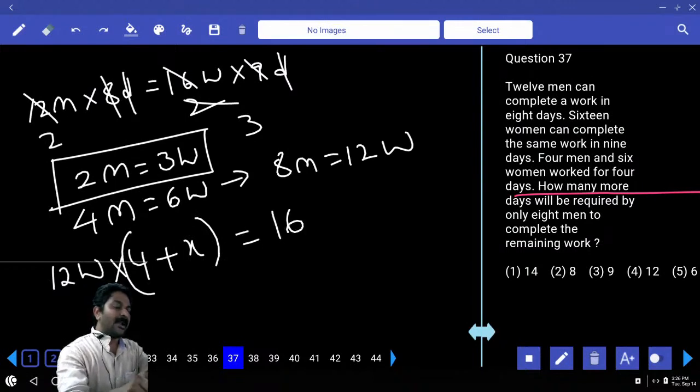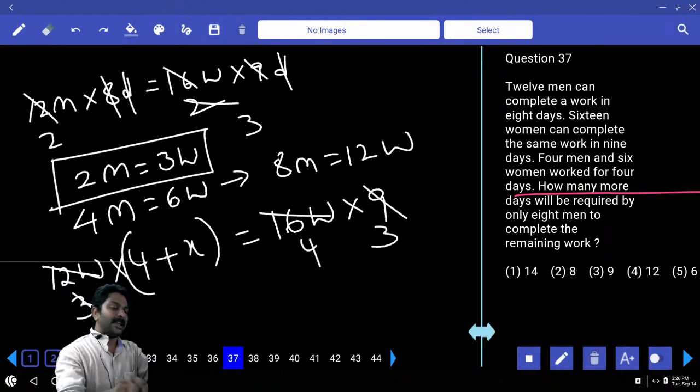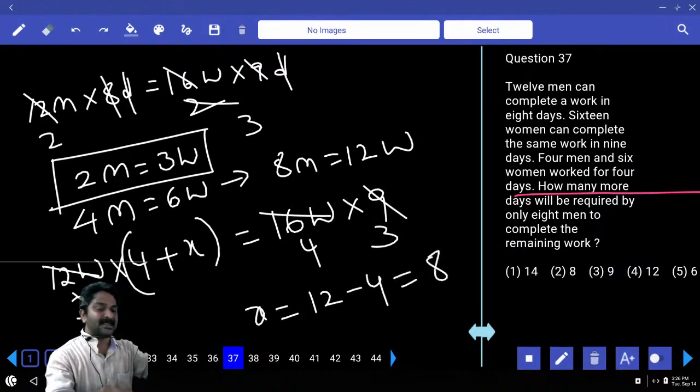Now, according to women, you know that 16 women can complete the work in 9 days. 4, 3 times; 4, 4 times; 3, 3 times. X is equal to 12 on the right hand side, and 4 on the left hand side goes to the other side. 12 minus 4, answer is equal to 8, second option final. We are just converting the entire data into only men or only women. That's all.